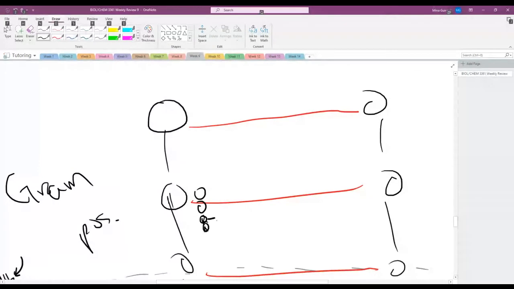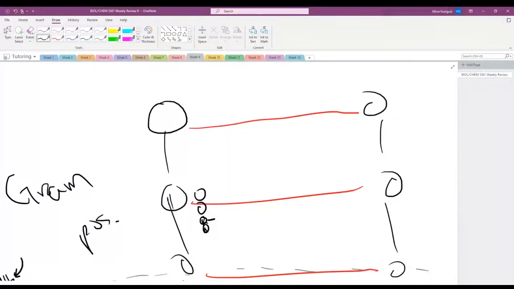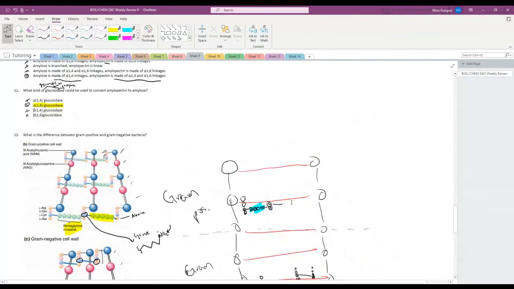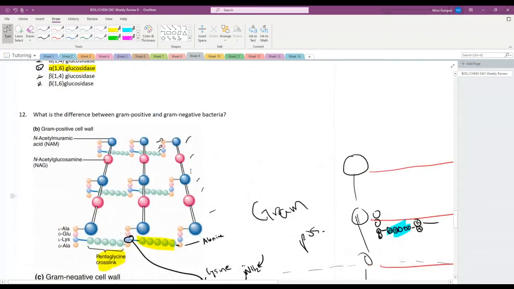Rather than being directly bound to alanine, instead, it's got pentaglycine. So it's got glycine, glycine, glycine, glycine, alanine. So glycine, glycine, and then 3 more of them, which I'll just highlight in blue. So all of these are the same. And then it attaches to the alanine, and then the next lysine, and so on. Okay, so that's the difference between a gram positive and a gram negative cell wall of bacteria.